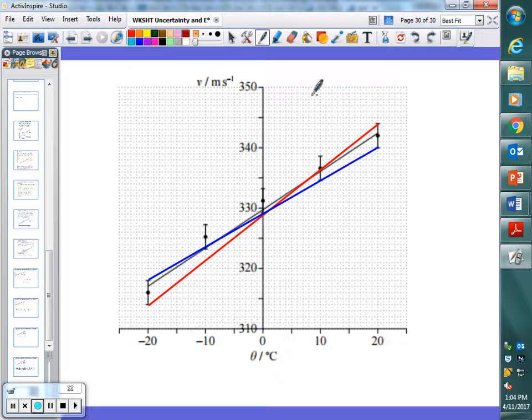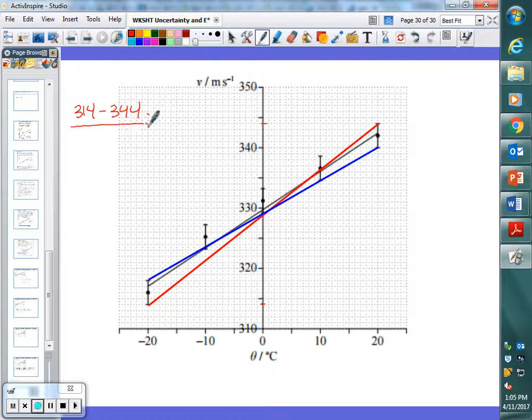So, for red, I said it started at 344. And it ended at 314. Does that make sense? So if I'm calculating the slope of red, technically, sorry, final minus initial. Yes. Okay.